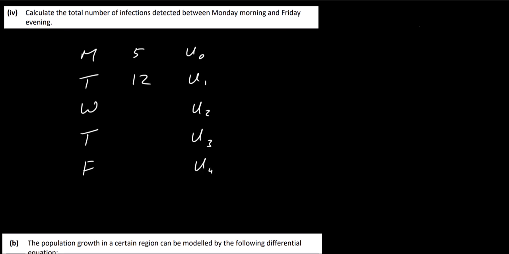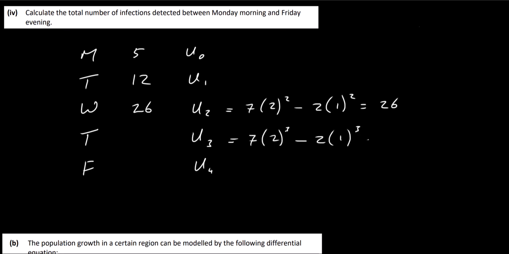So U2 we've got to work out then. U2 is just going to be equal to 7 times 2 to the power of 2 minus 2 times 1 to the power of 2. That'll give us 26. So we can put 26 in here. U3 is the same thing again: 7 times 2 to the power of 3 minus 2 times 1 to the power of 3. That'll give us 54. So we can put 54 in here. And then finally we've got 7 times 2 to the power of 4 minus 2 times 1 to the power of 4. That'll give us 110. And that is it really, 110.